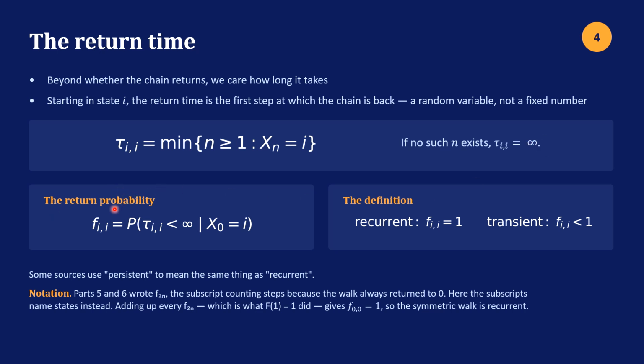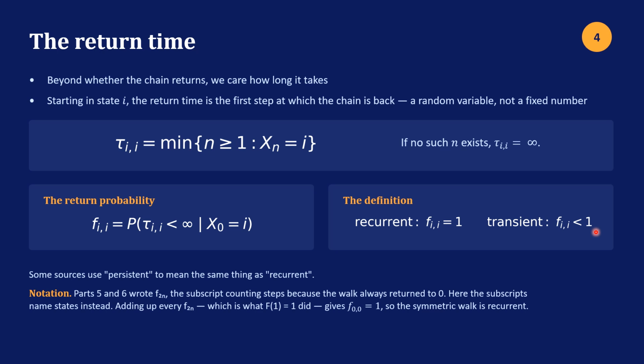The return probability is defined as follows here: the probability that tau sub I comma I is less than infinity, given that you started in state I. Okay, so that's the return probability. And that gives us a basis for defining recurrent and transient. If f sub I comma I equals 1, then the state I is said to be recurrent. And if f sub I comma I is less than 1, then state I is said to be transient. Sometimes the term persistent is used.